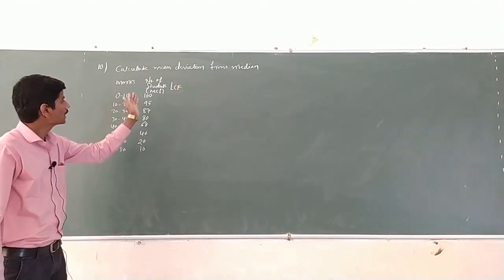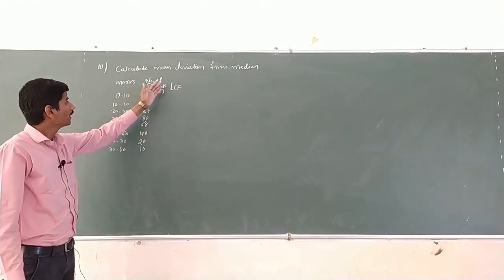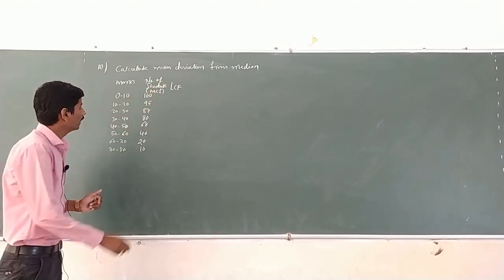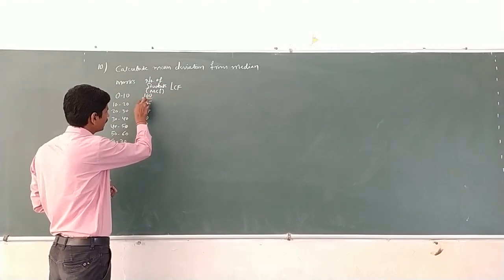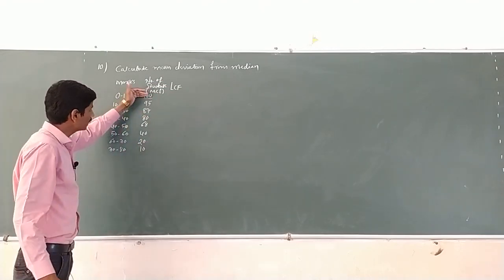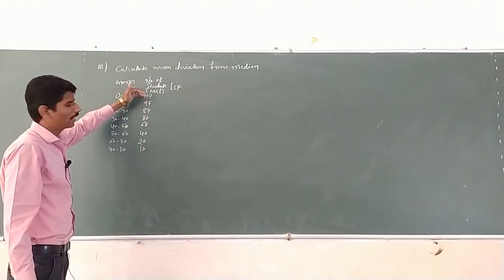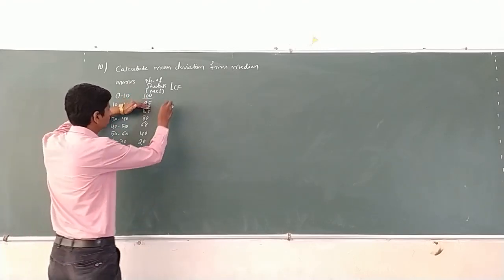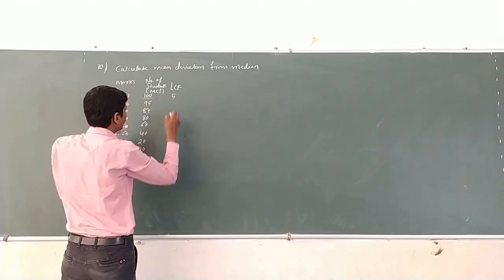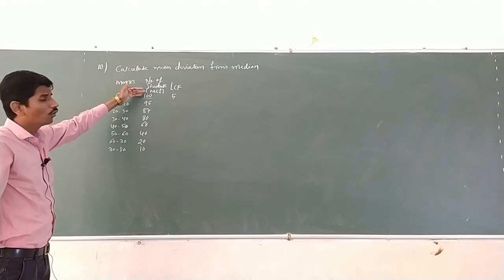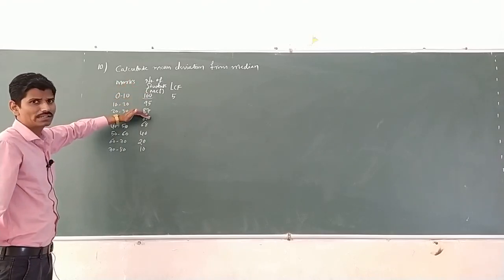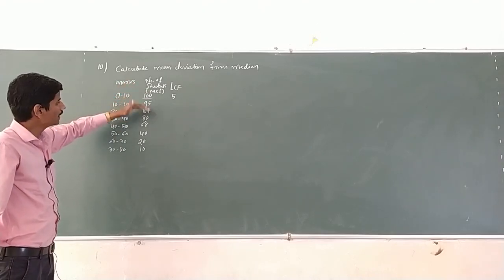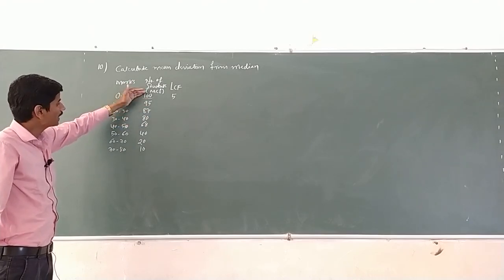How to convert MCF to LCF? In LCF, the highest MCF is 100. The first LCF is 100 minus 95, which is 5. Then the highest minus the third MCF, the highest minus the fourth MCF, the highest minus the fifth MCF, and so on.